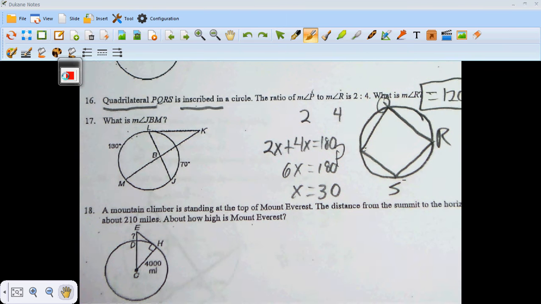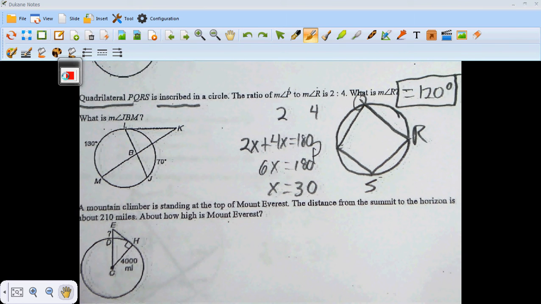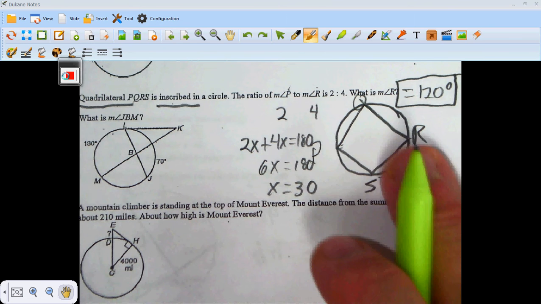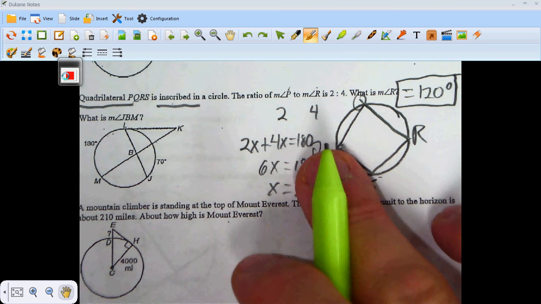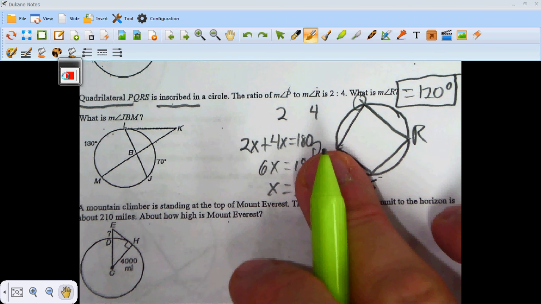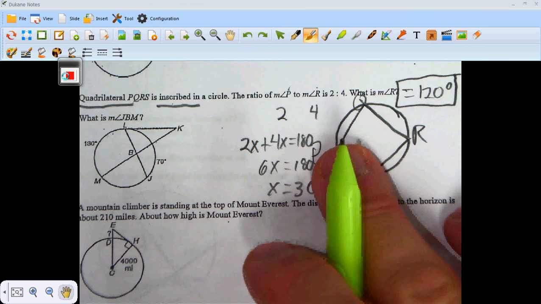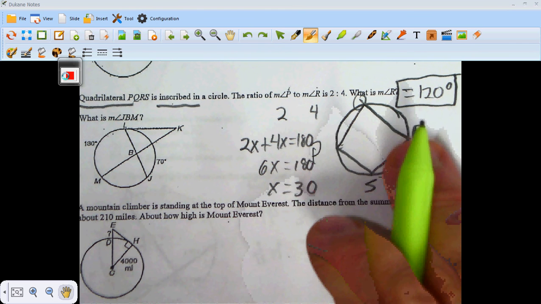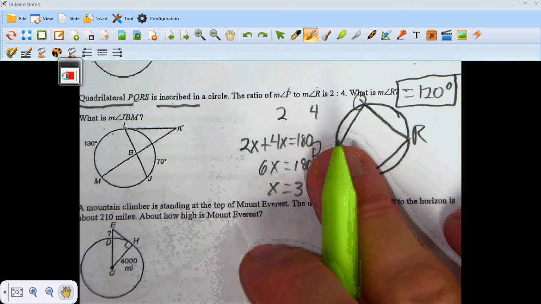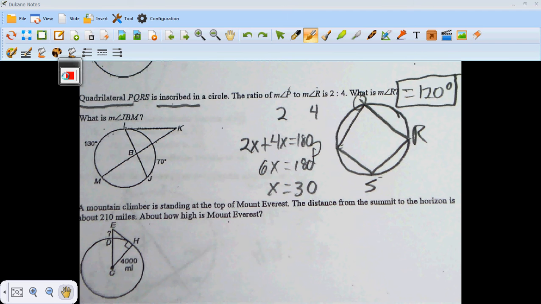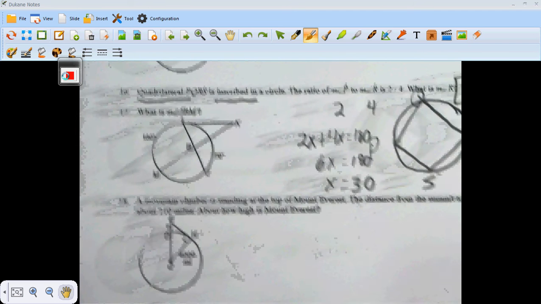Okay? Now, if angle R is 120, then what does that make angle P? If they're supplementary, come on, help me out. 60. Is angle R twice as big as angle P? Yes, it is. So that's another way of checking it to make sure you did it right. Okay.